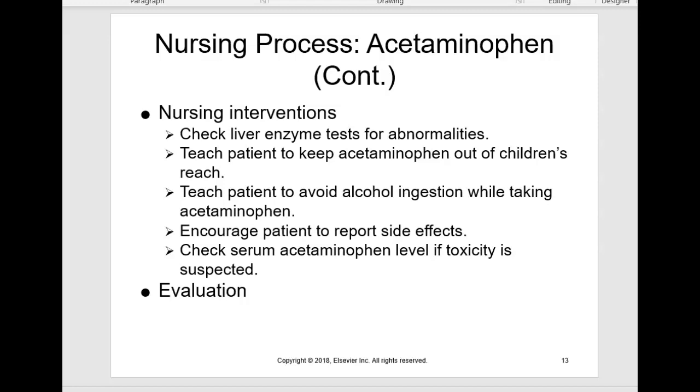Acetaminophen also has an antidote. So anytime we talk about a medication that has an antidote, you need to have that antidote memorized. So if somebody overdoses on acetaminophen, the antidote is acetylcysteine. Dosage is based on the serum acetaminophen level. So acetylcysteine.